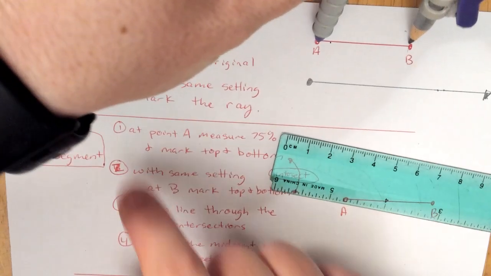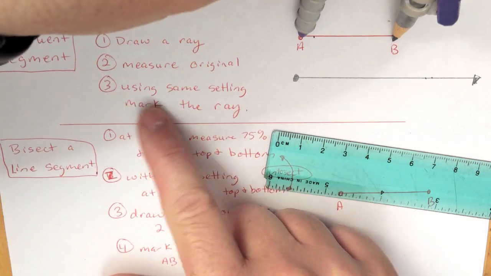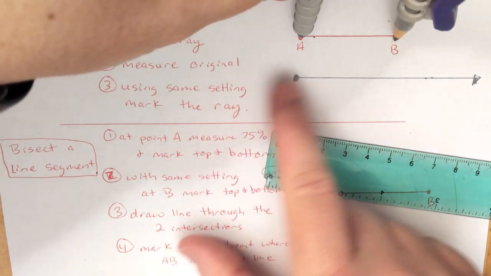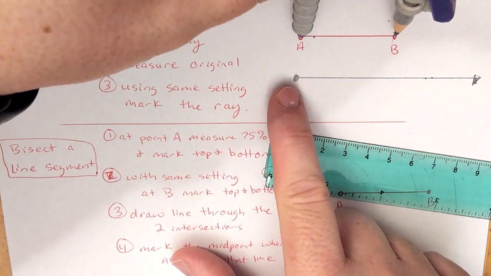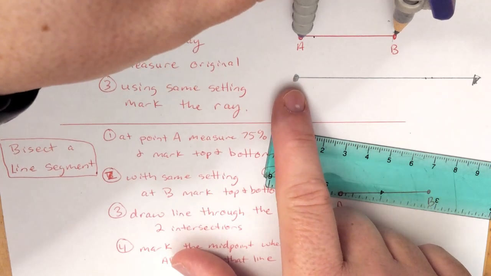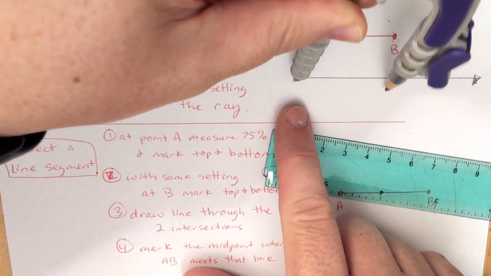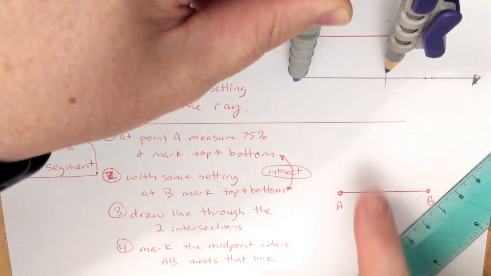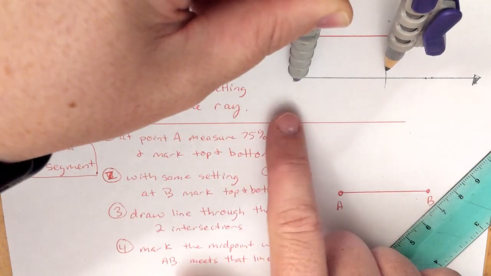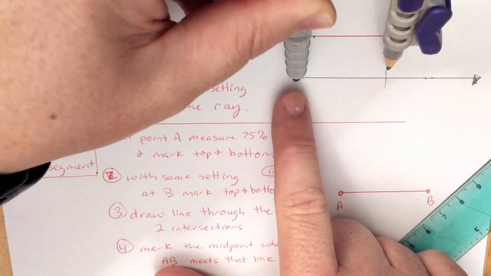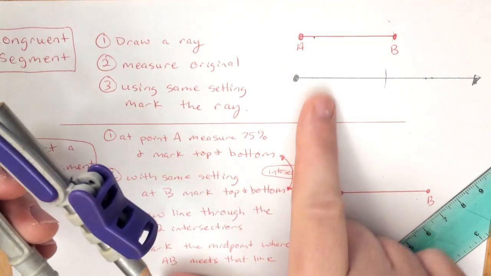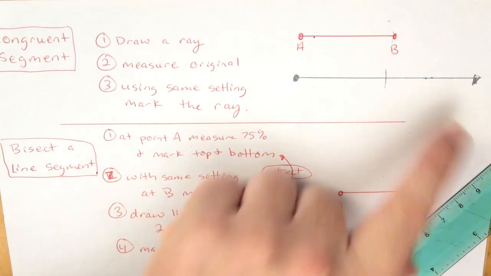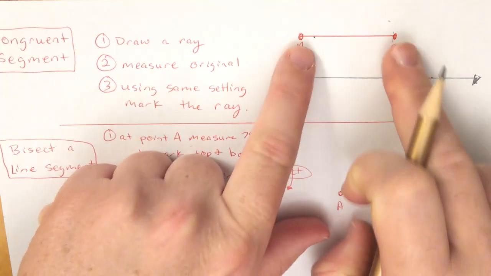Then with the same setting, you're going to mark the ray. The needle was right here. We're going to copy paste, put the needle on the part that you already have, go right here, and then you mark it. And notice it's curved, and if I continued on, it would make one big circle with the center being at that needle. And that's it. That right there is how you make a congruent segment.